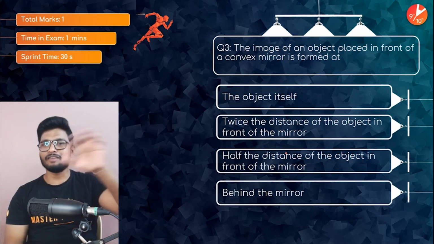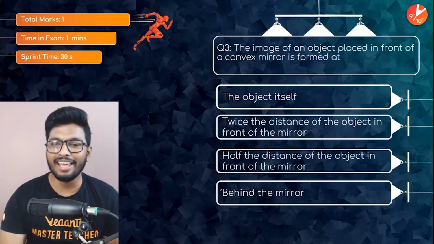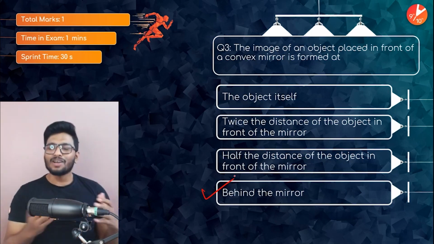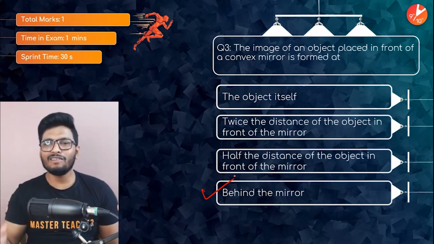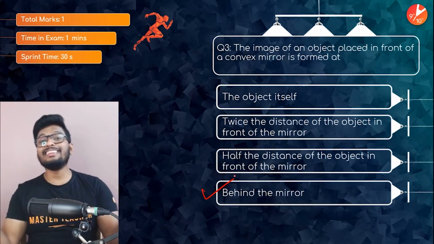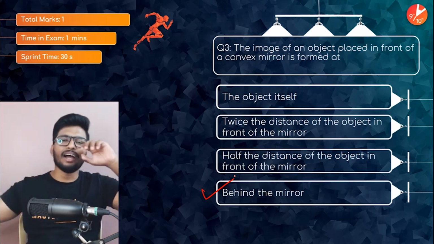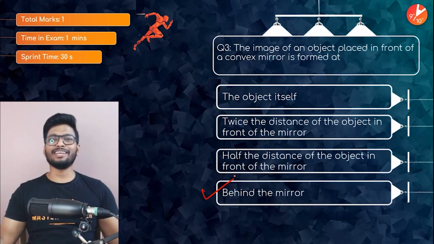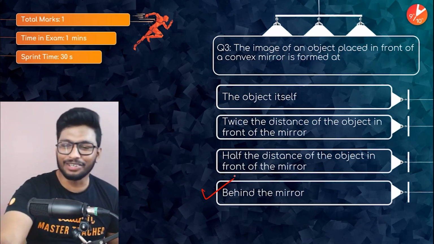Congratulations if you did. If you haven't, the answer in 3, 2, 1 is behind the mirror, because a convex mirror, guys, will always form a virtual image, and all virtual images will be formed behind the mirror in the case of reflection. So it's going to be behind the mirror. Super easy, isn't it? Like I told you. Fourth question.